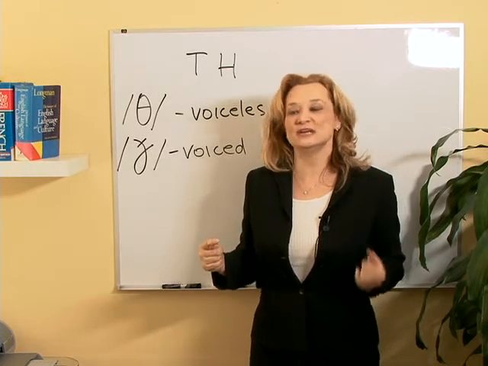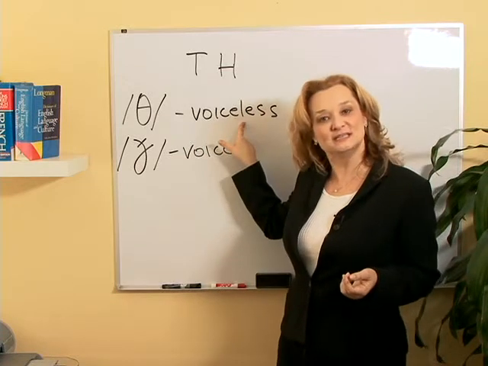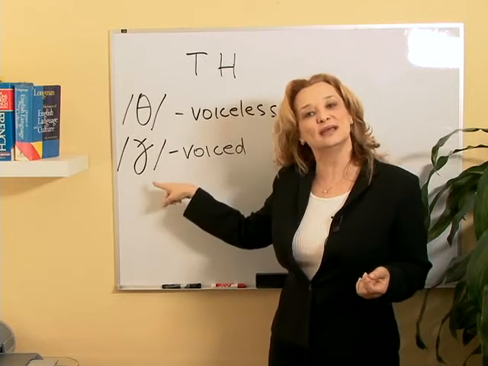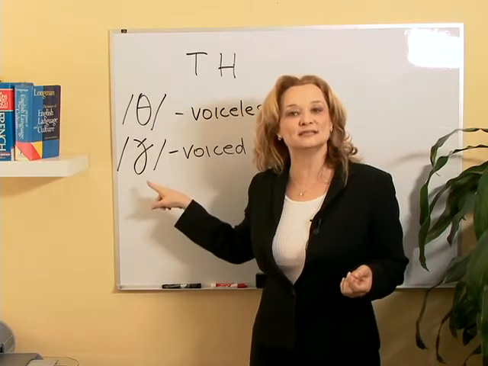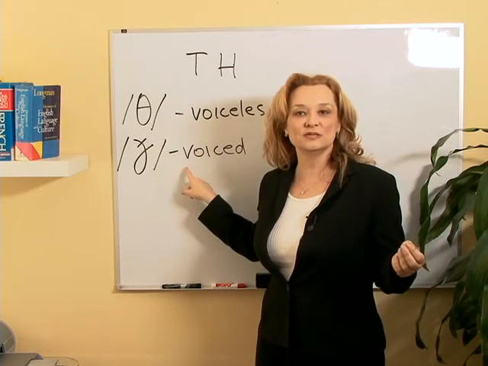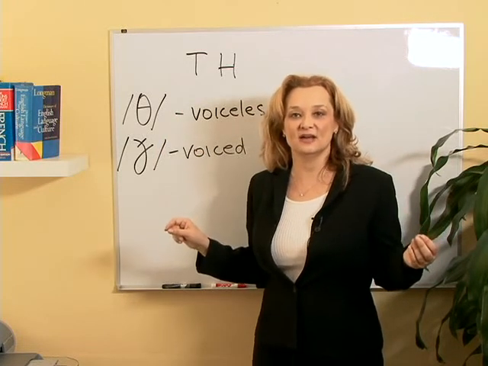We have two THs. We have a voiceless TH and a voiced TH. And this is what they look like in the dictionary. These are the phonetic symbols. So the voiceless one is th, the voiced one is the.